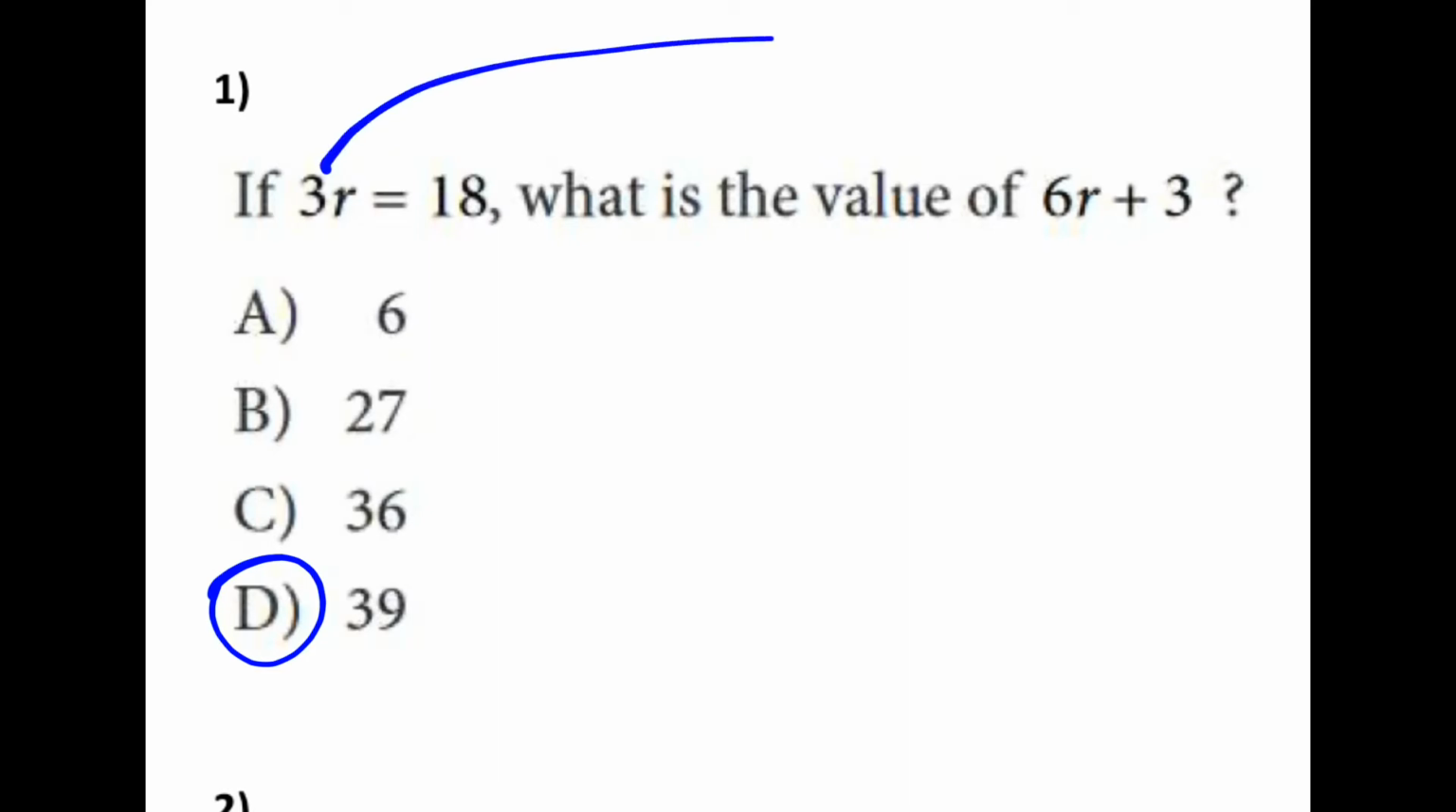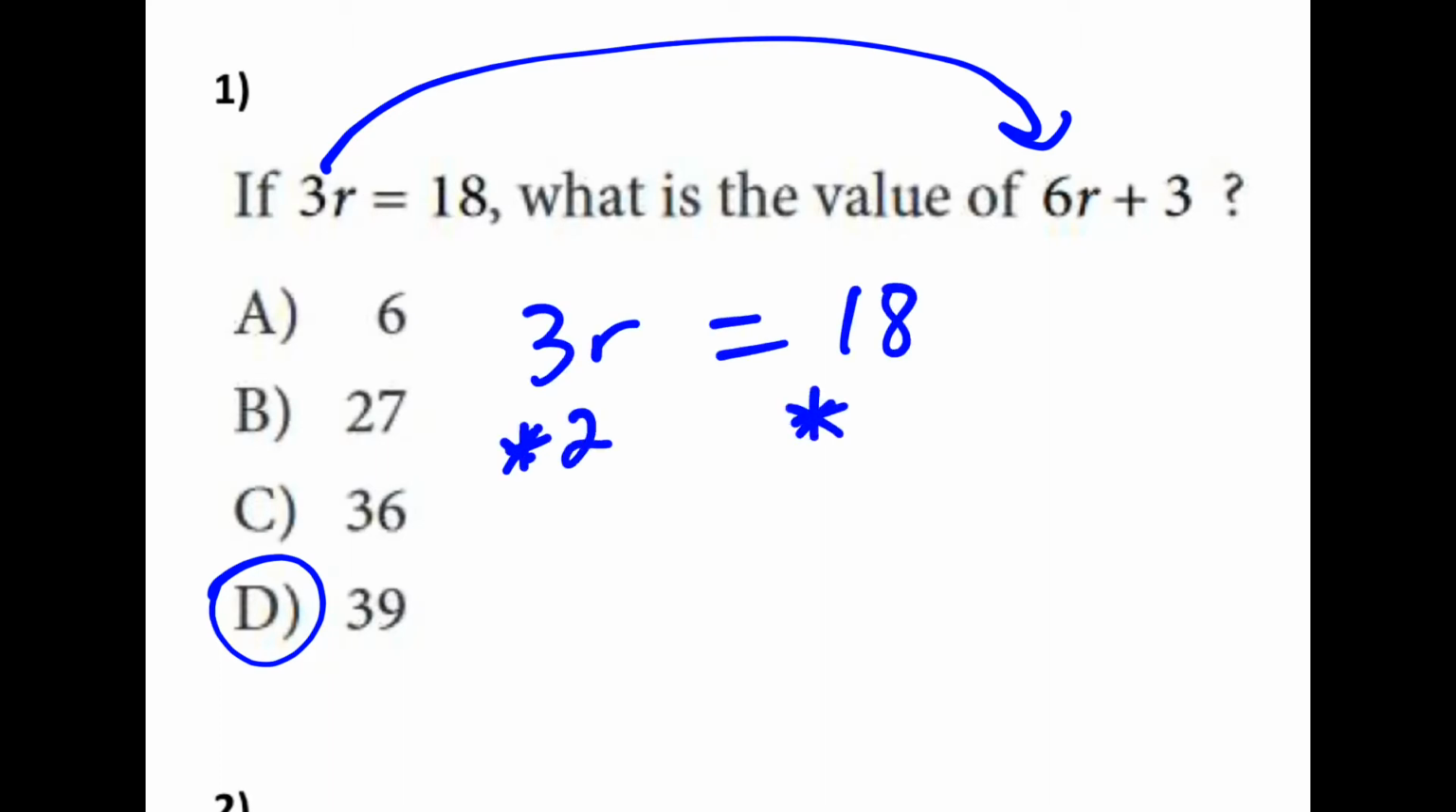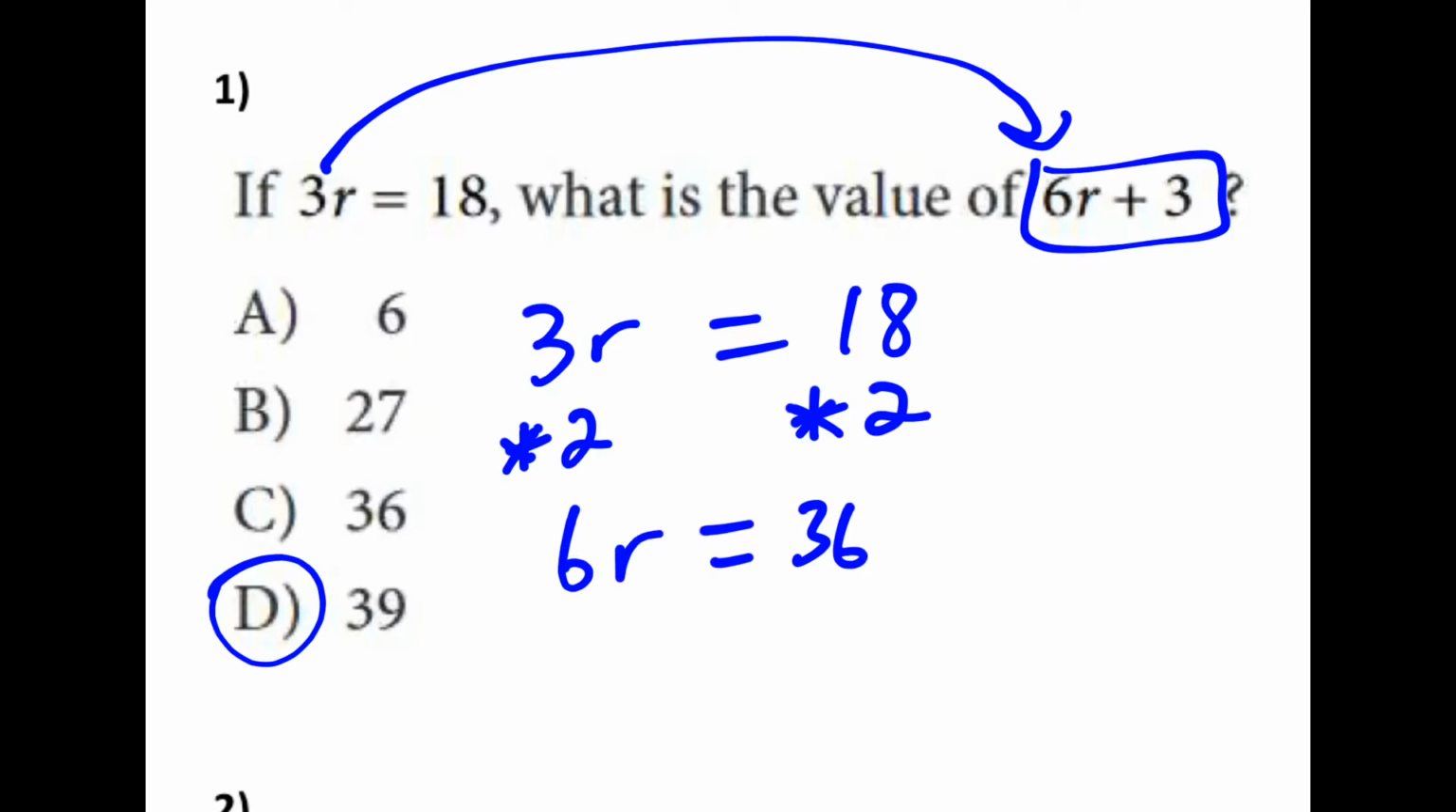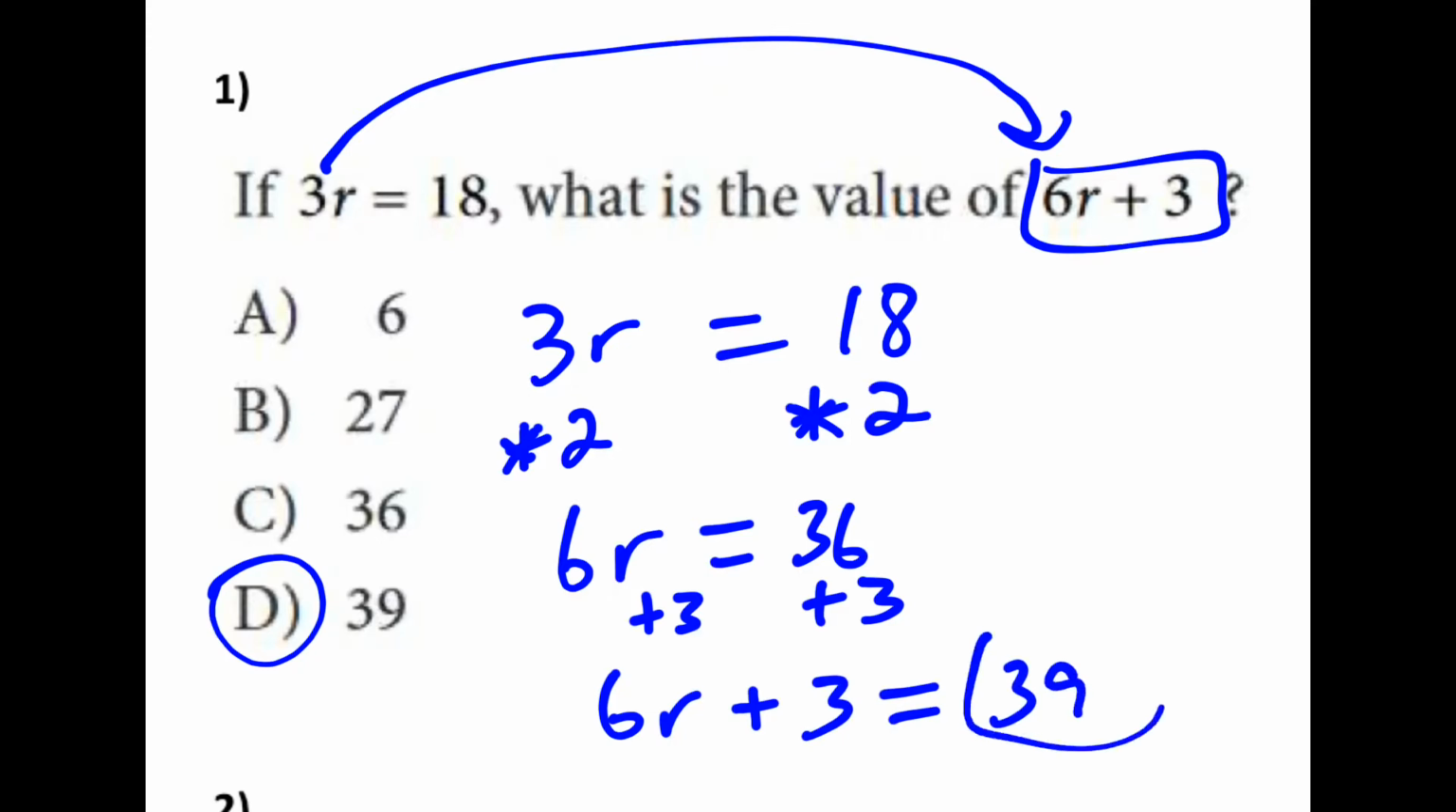Also notice, though, that 3r and 6r have a common factor, or you can get to one from the other. So if I start off with 3r is equal to 18, and I double both sides, suddenly I have 6r is equal to 36. And if I want to figure out what 6r plus 3 is, I can add 3 to both sides, and then 6r plus 3 is equal to 39. And this method works too.